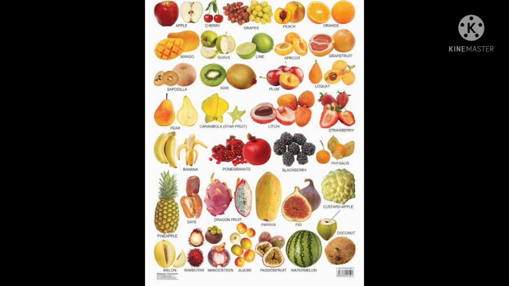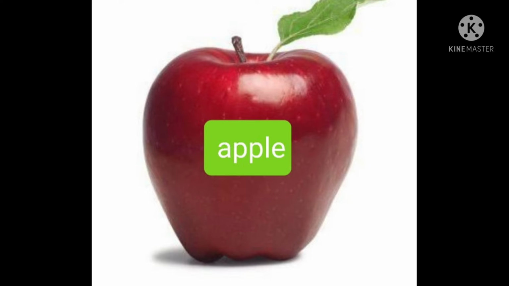Okay, today you are going to write a GK test. So I am going to recall the things that are there. Okay, five fruits are there, for which you should know their names. What is the first one? This is an apple.